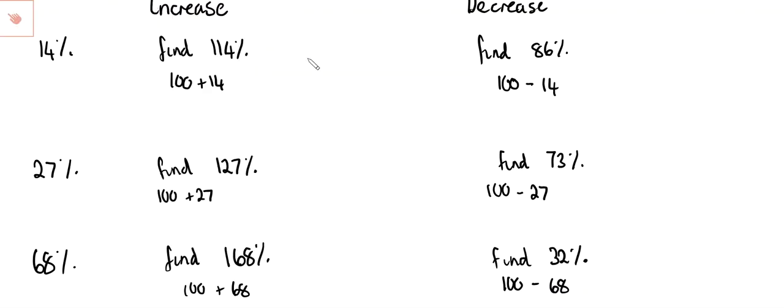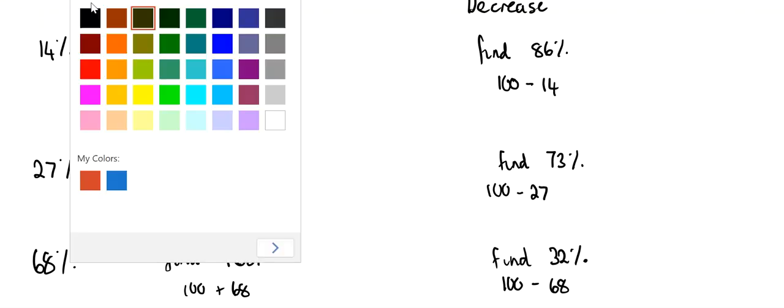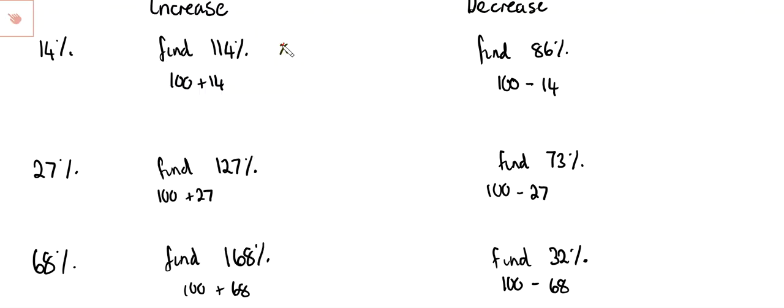Now the question is, once I've done that, everything's then the same. How do you find 114? You multiply by 1.14. Multiply by 1.27. Multiply by 0.86. And obviously it's supposed to be a small number like that, it can't be like 11.